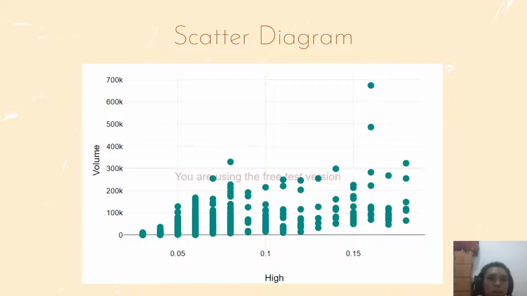And I also provide the scatter diagram. And as you can see, each dot is connected to each other, and the more condensed they are in one area, the higher the R value is in the correlation analysis.